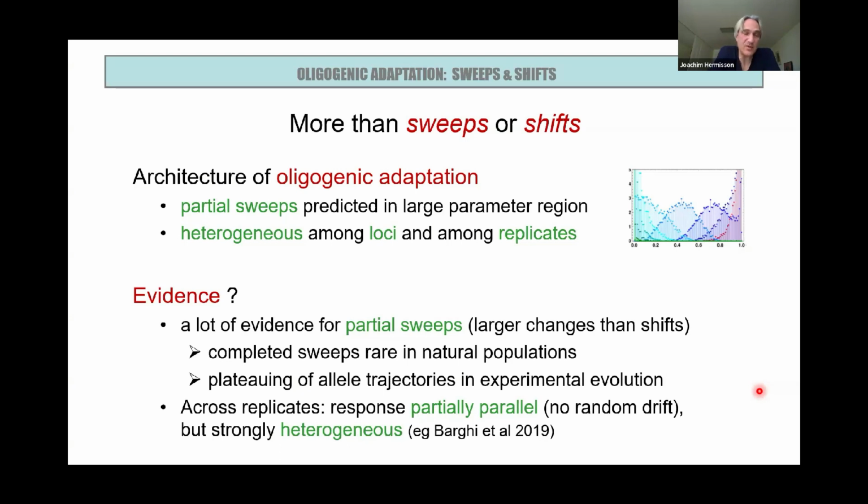Sometimes some loci respond, sometimes others respond to the same final state on the phenotypic level, right? So this is important, right? And this is what's shown by these data from experimental evolution, and this would be something that is fully consistent with this scenario of oligogenic adaptation.